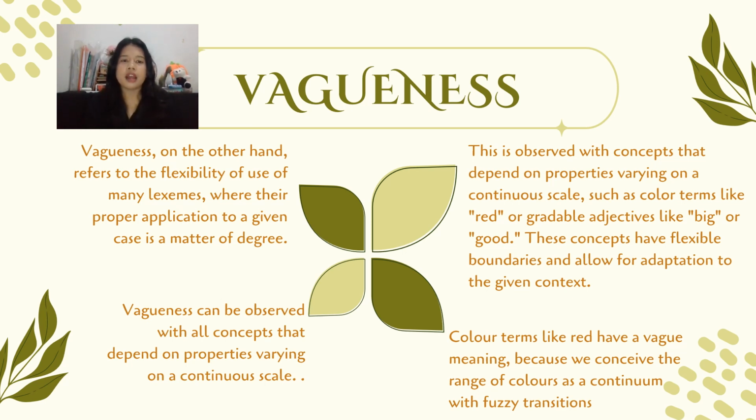This doesn't mean that the word baby has infinitely many meanings that differ in how the borderline is fixed between babies and ex-babies, as it were. Rather, the concept baby is in itself vague. It allows for adaptation to the given context. So vagueness is gradable, a flexibility of use of many lexemes, and it has to do with the context as well.